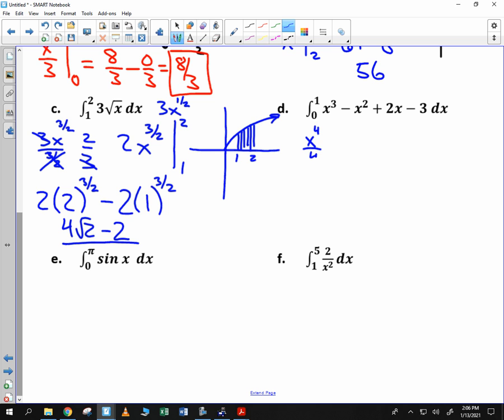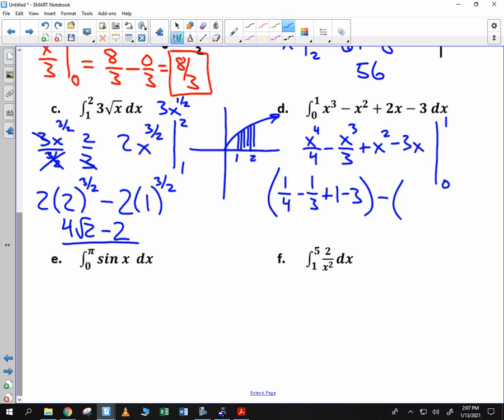x to the 4th over 4 minus x cubed over 3 plus x squared minus 3x. That's the antiderivative. We will determine the integral at 1 and at 0. If I plug in 1, I get 1/4 minus 1/3 plus 1 minus 3, minus, then plug in 0. I get 0.